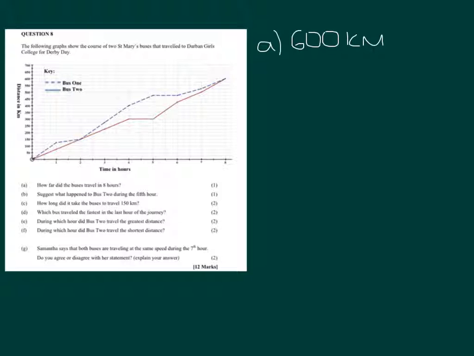So if we have a look at the 5th hour, that's this point to this point, and we go up and we have a look at the solid line because that's for bus 2, and we can see that there's a straight line. That indicates that time has passed but no distance was traveled. That means that the bus was stationary, it was not moving. So if you gave any answer to suggest that the bus had stopped, you would have got the marks for that question. I'm not going to write that out in full.